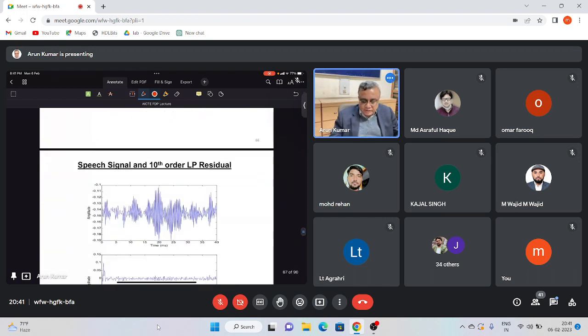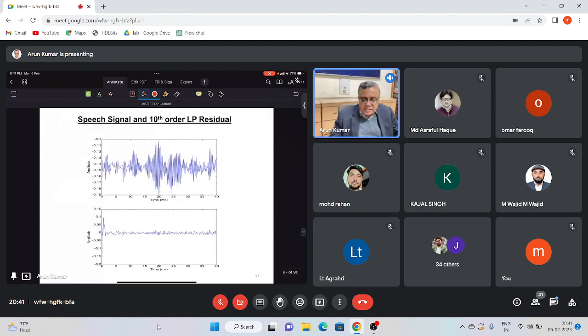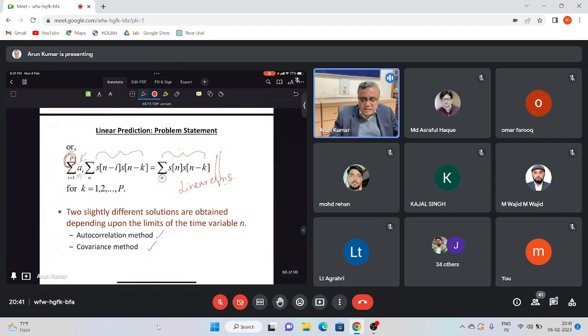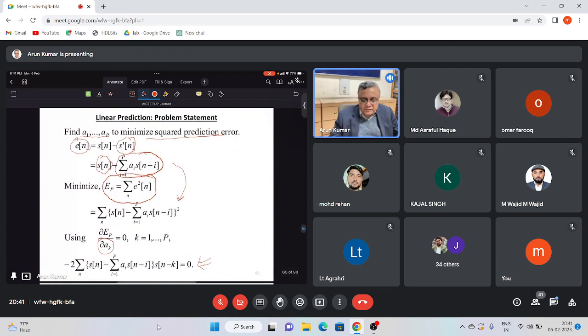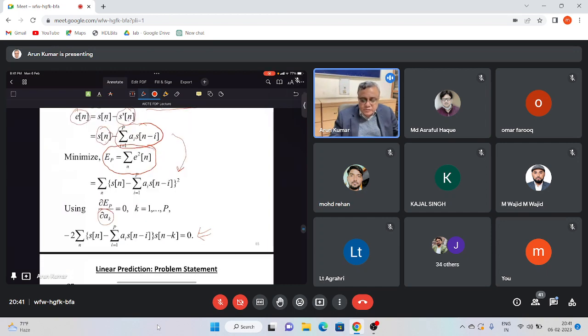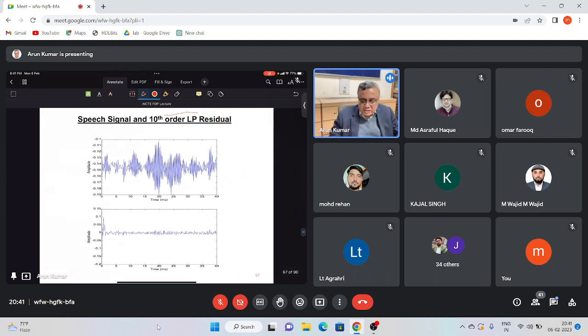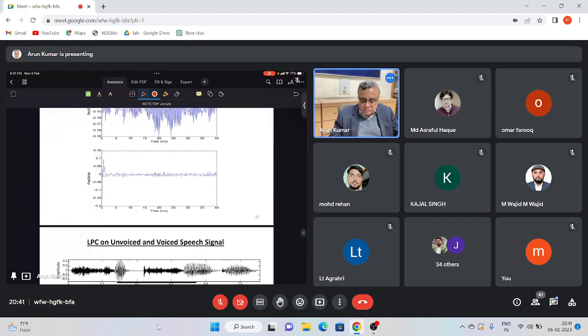So here we see the speech signal and the 10th order LP residual. That is, if we take a 10th order filter, then E of n, which is the difference between the speech signal and its prediction using the optimal filter, is E of n. So we see that the error signal is relatively very low. It is random noise like when you compare it with the speech signal from which it has been derived.